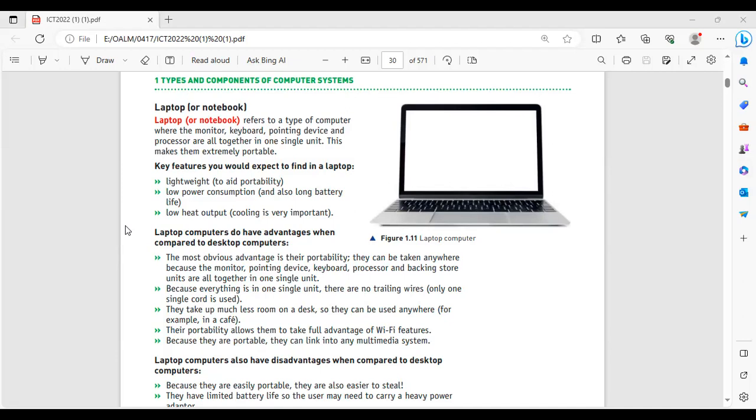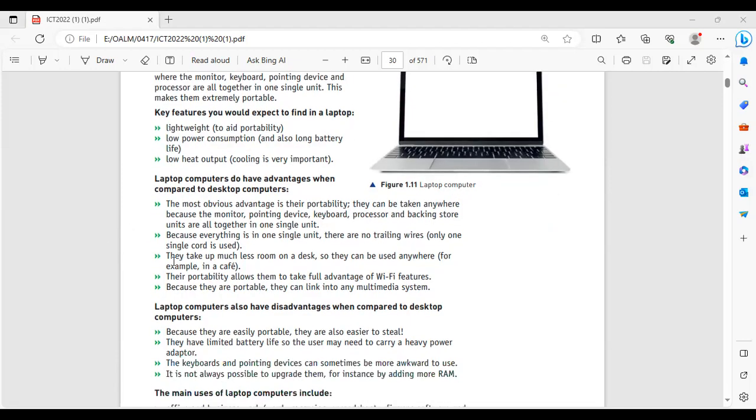Yes, sir. A laptop is a portable device that is a type of computer where the monitor, keyboard, and the pointing device are all together in one singular unit. It's lightweight and it has low power consumption and low heat output. Good. Okay, Rehan, can you explain some advantages laptop computers have?